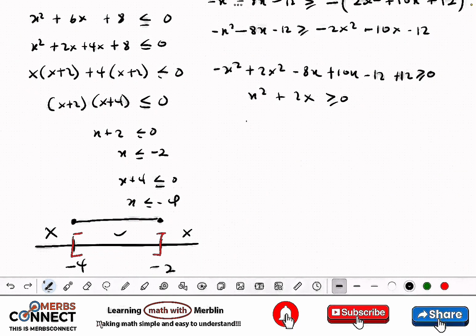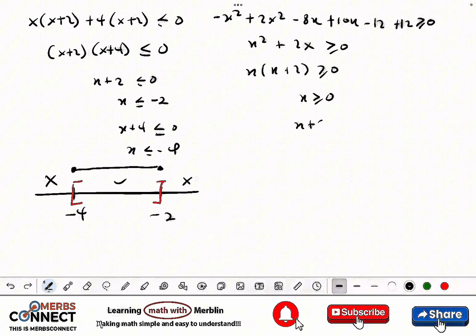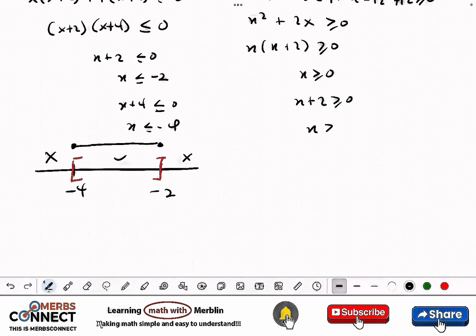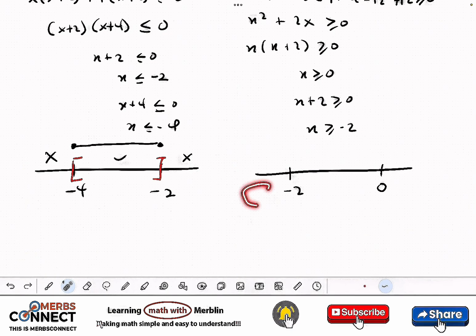When I factor x out, I'm going to have x times x plus 2 greater than or equal to 0. So x is greater than or equal to 0, then x plus 2 is also greater than or equal to 0, so x is greater than or equal to minus 2. So let's put these two on the number line. I have my minus 2, I have my 0. So let's pick any value here and test it from the last, right?